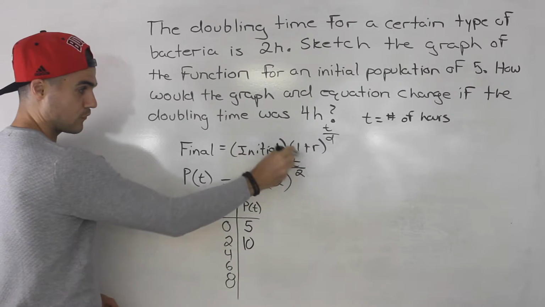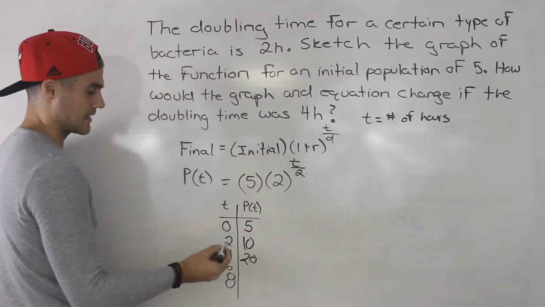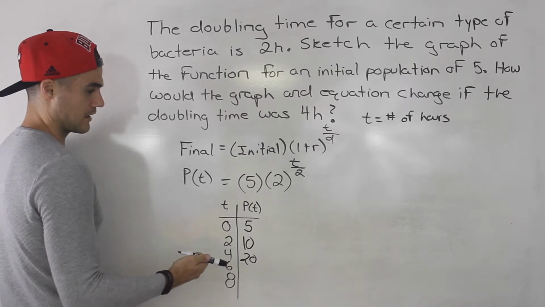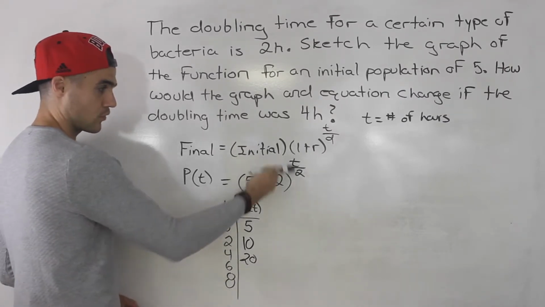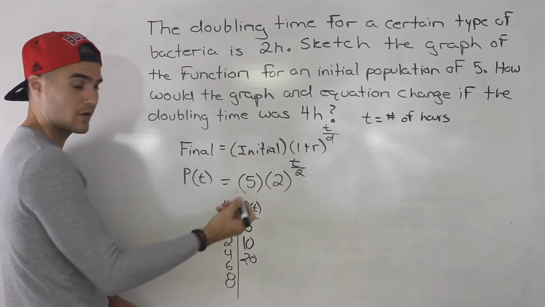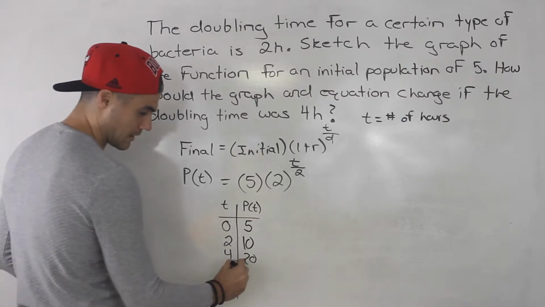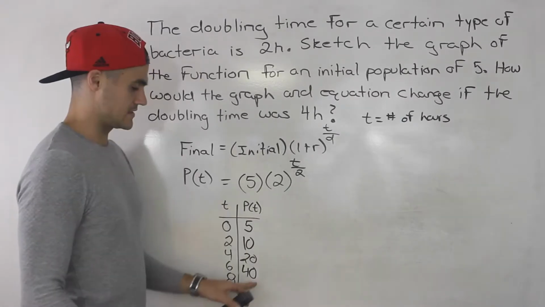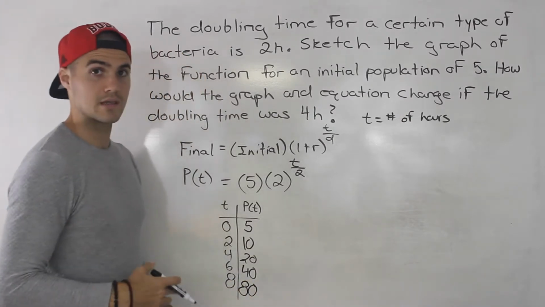So we know if we plug in 4 here, we should get 20, right? It's doubling from that 10. And you can show that by plugging in a t-value of 4. 4 over 2 is 2. 2 to the power of 2 is 4. Times 5 is 20. So then doubling again every 2 hours. So this would be 40. And then doubling this 40, this here is going to be 80.